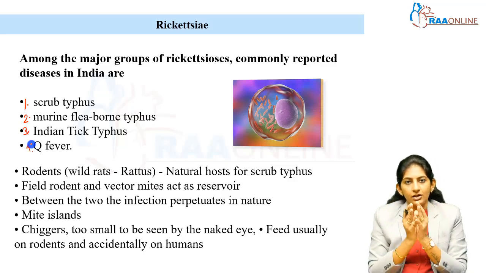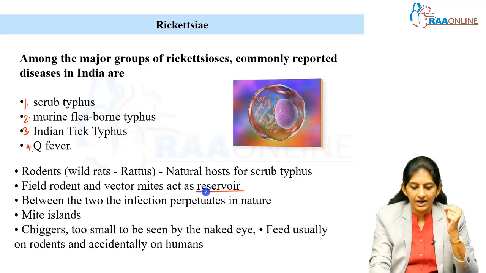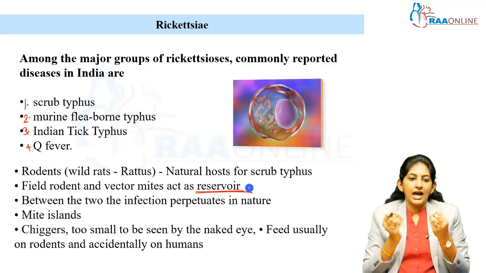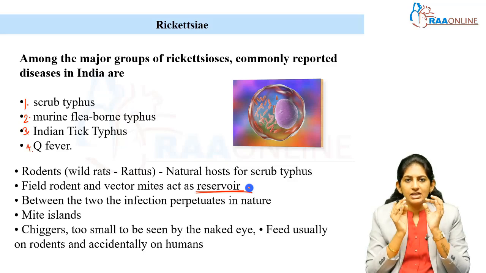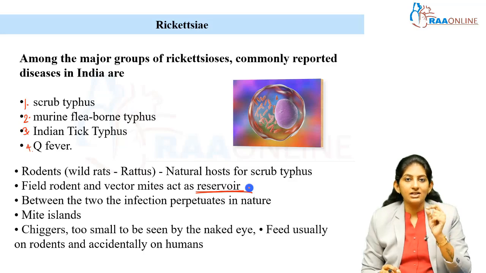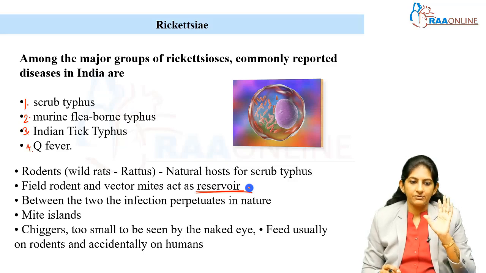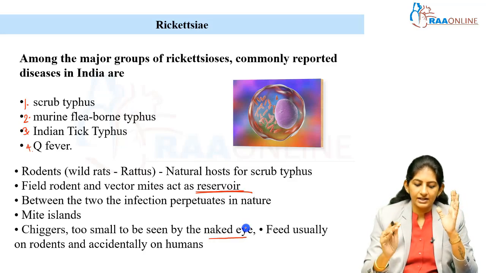So these field rodents and those vectors are the natural reservoirs. They act as reservoirs of this agent, and there are mite islands which are seen in these fields or vegetations. These mites, especially the larval stages, the chiggers, the trombiculid mite chiggers, are going to be the infective agents. After the bite of the infected chigger, that is going to cause scrub typhus. And these chiggers are very small to be seen by the naked eye.